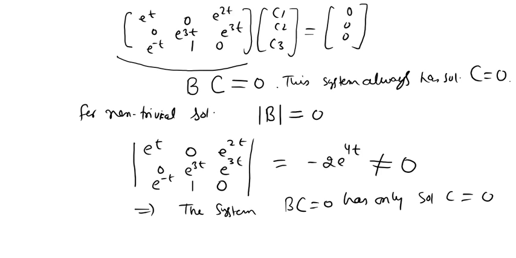0. So C is C1, C2, C3, this is 0. So this implies all constants are 0. So the given vectors are linearly independent and there is no restriction on t. So for every t you can write this linear combination.